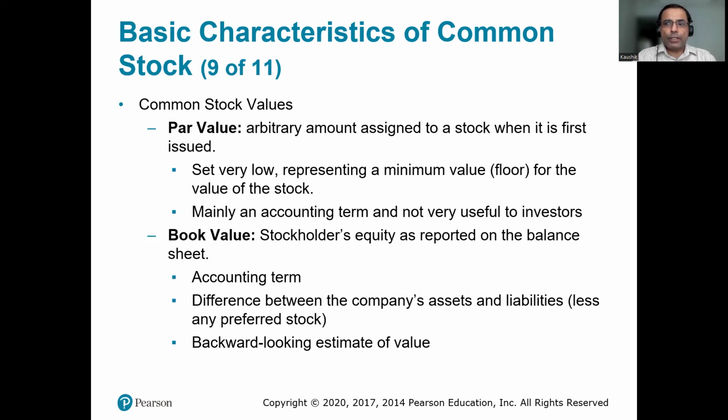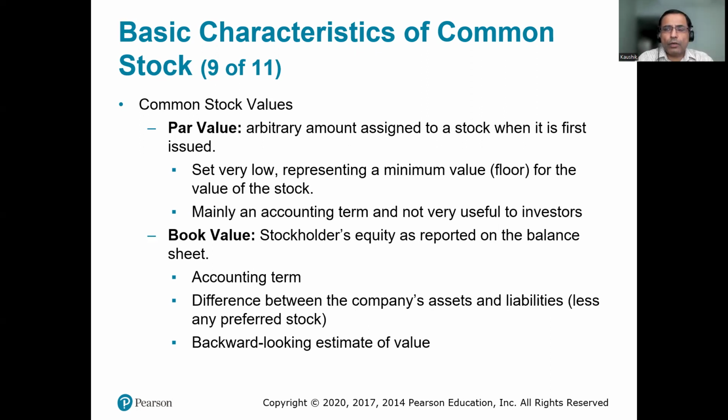So we look at some of the values associated with common stock. The first is the par value. This is an accounting term, and it is actually an arbitrary price assigned to the stock when it is first issued. Book value is also an important accounting term because it represents the stockholders' equity. It is the company's assets minus liabilities divided by the outstanding shares. That gives the book value of each share.